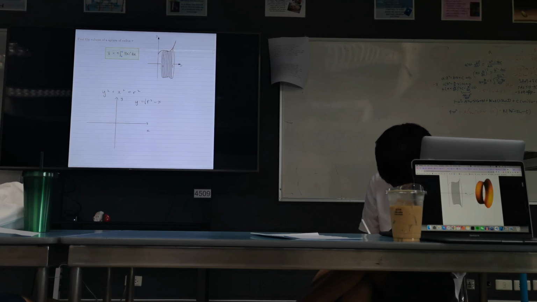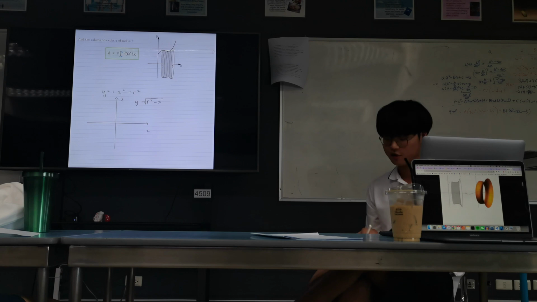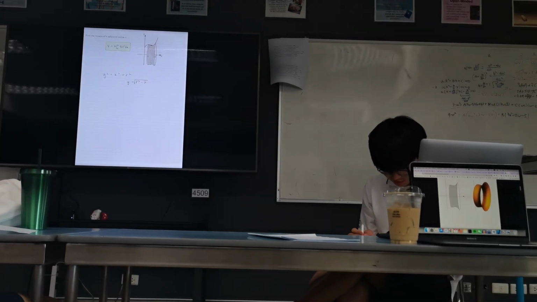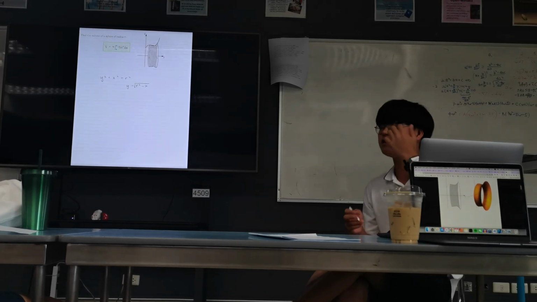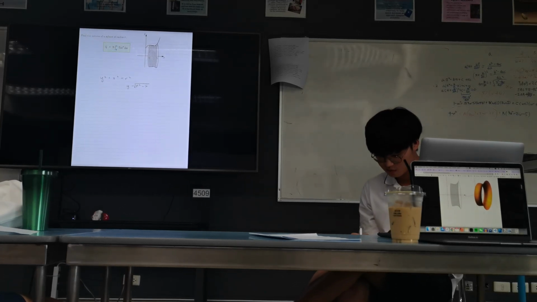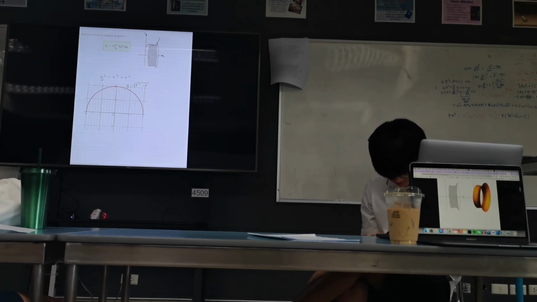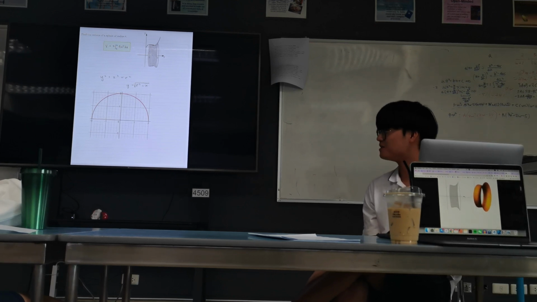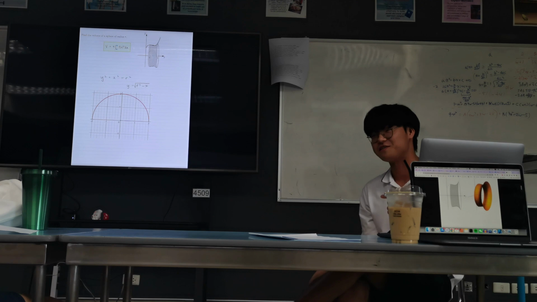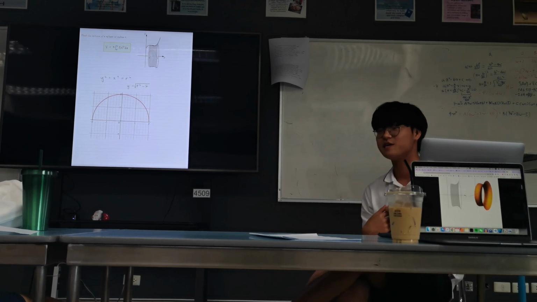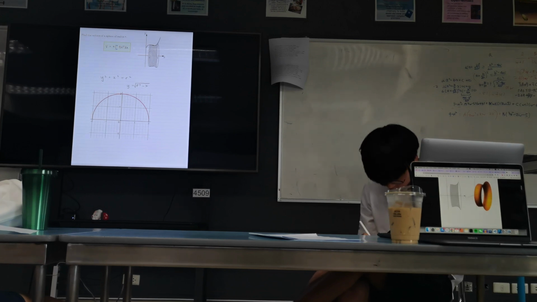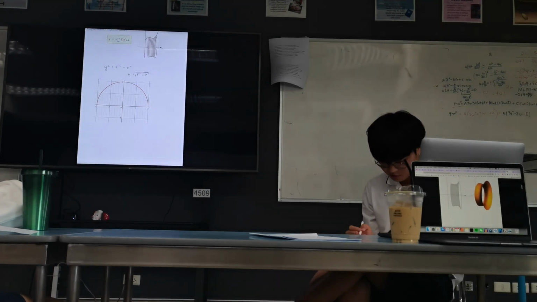In general, this is the formula for the graph of the semicircle. So if we draw it out, only the positive side of y. I prepared a graph of the semicircle. If you rotate this around the x-axis, you can imagine that it will form a sphere. And we already have the formula for the volume of the sphere. So let's plug it in.